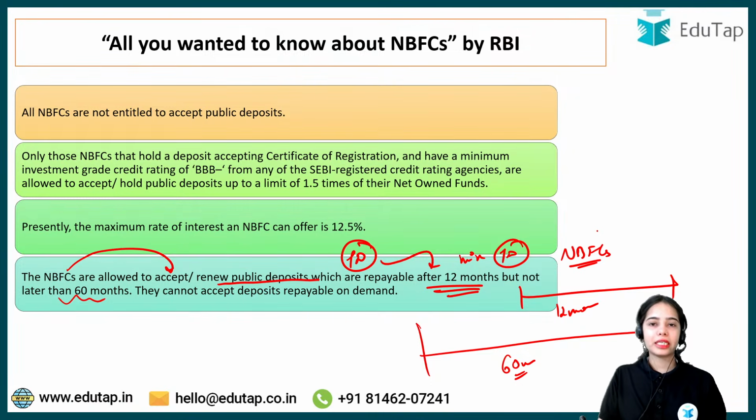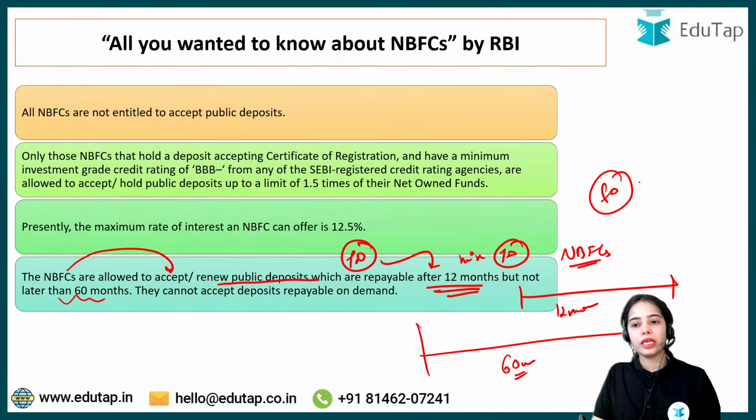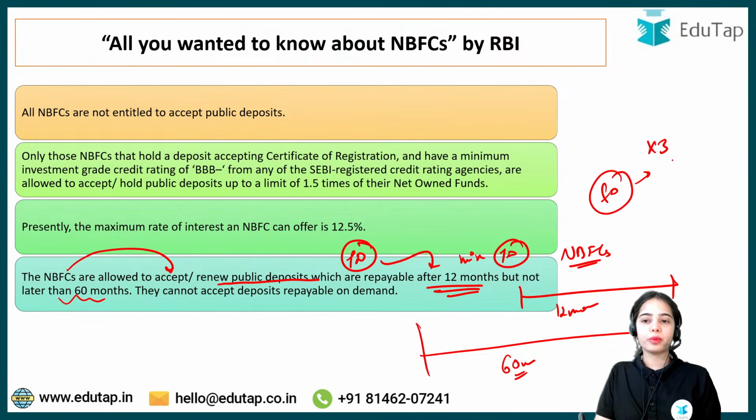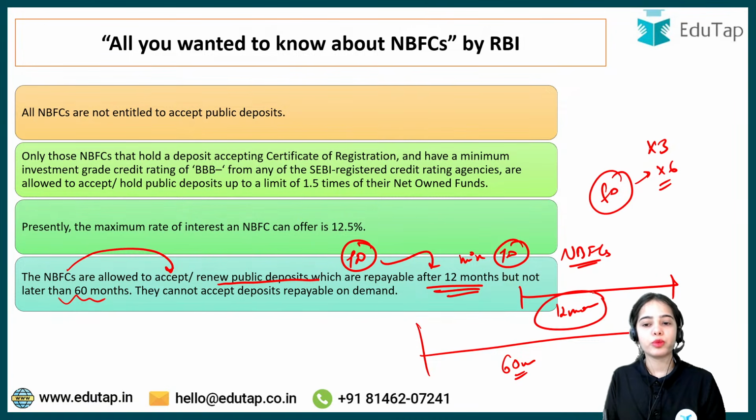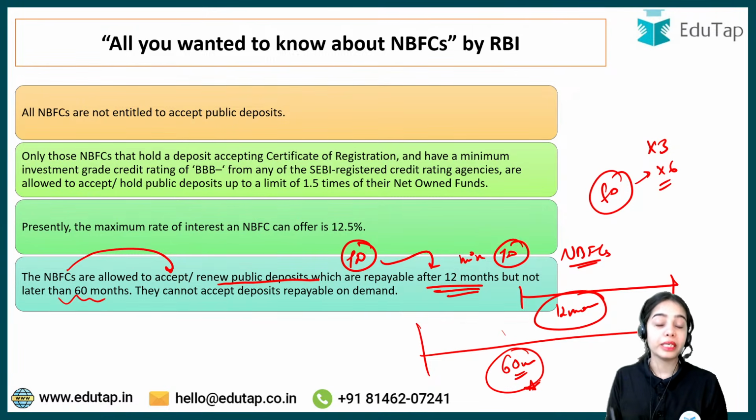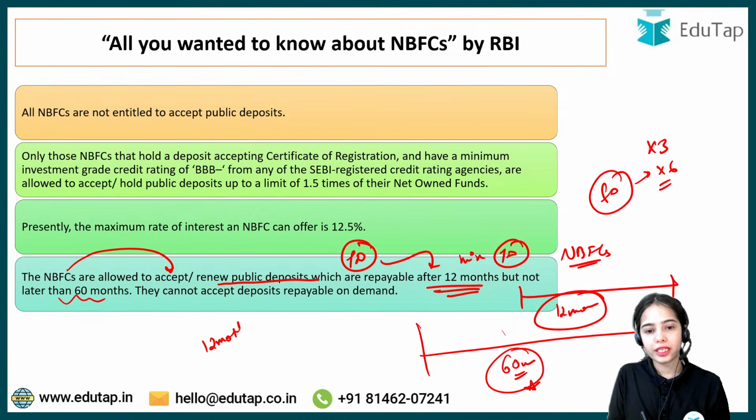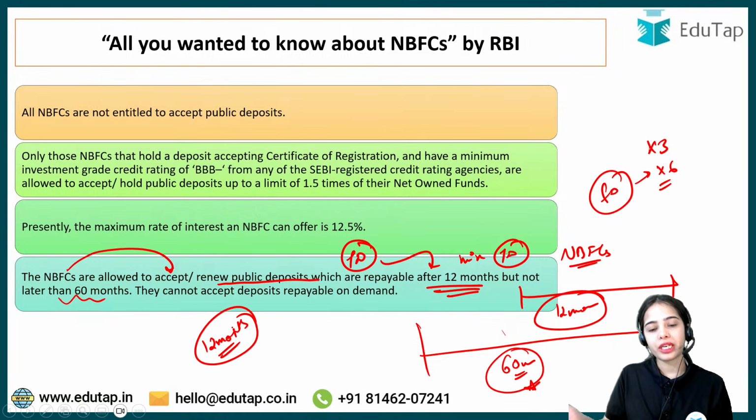Okay. So if, let's say, you are doing a fixed deposit in an NBFC, you cannot do a fixed deposit of 3 months or 6 months. No, the minimum tenure of the fixed deposit needs to be 12 months and the maximum tenure can be up to 60 months, not beyond that.